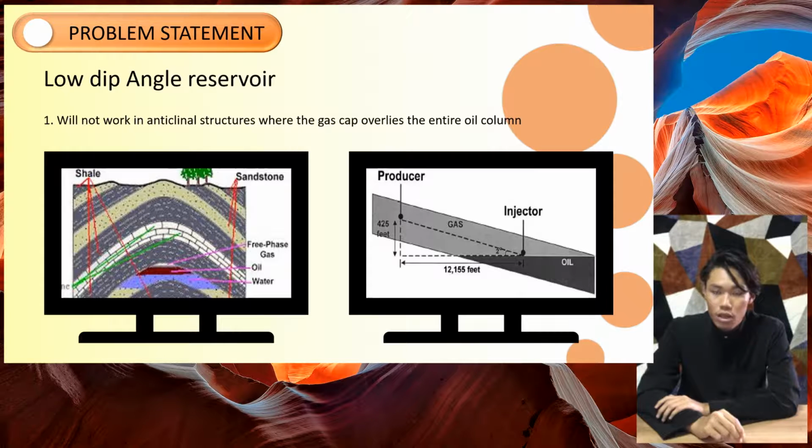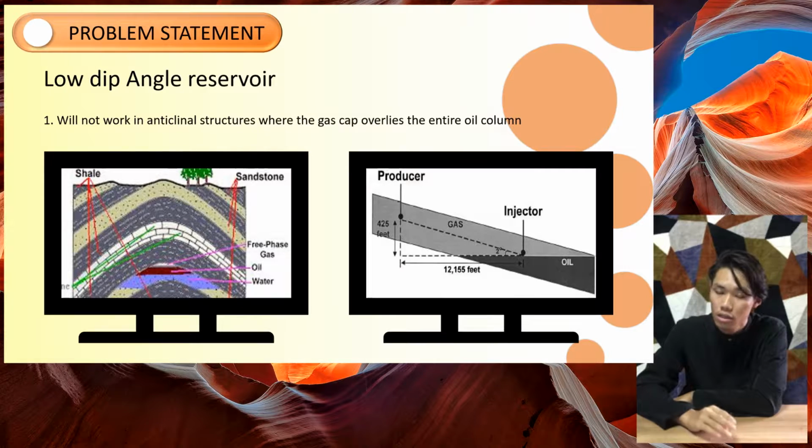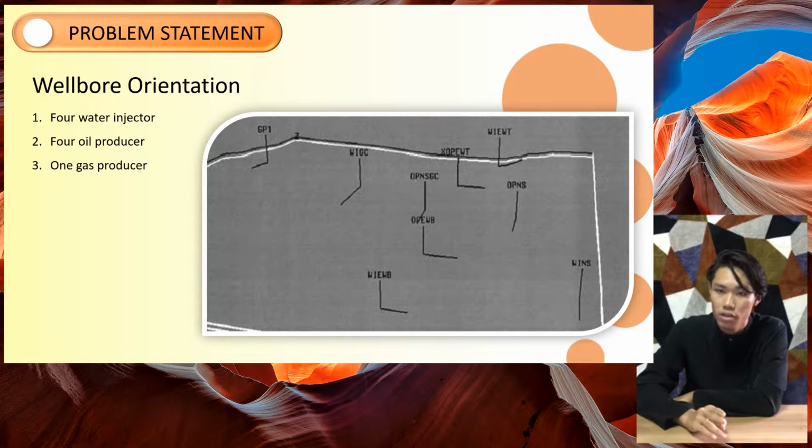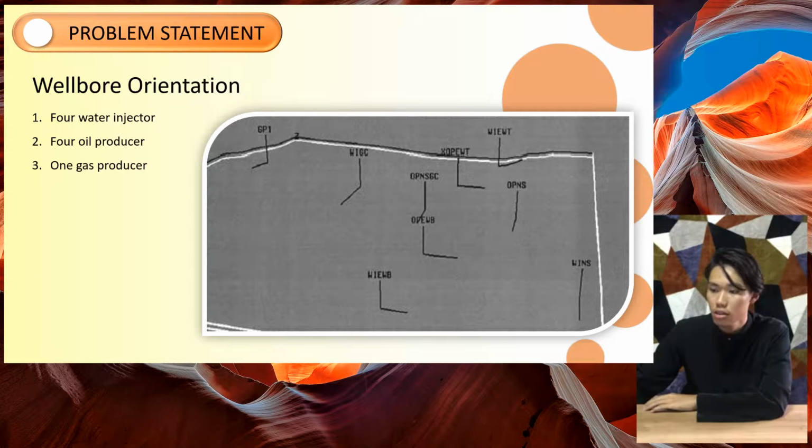After the water is injected at the locations mentioned before, the wellbore is perforated at the gas and the oil column. This figure shows the wellbore orientation. I will explain the meaning of this wellbore orientation. GP1 stands for gas producer. Next, the OP stands for oil producer. WI is water injector.